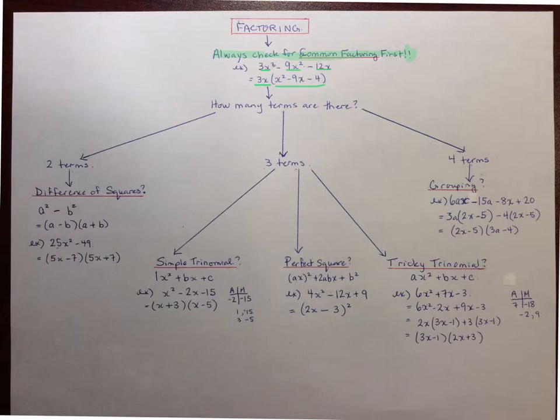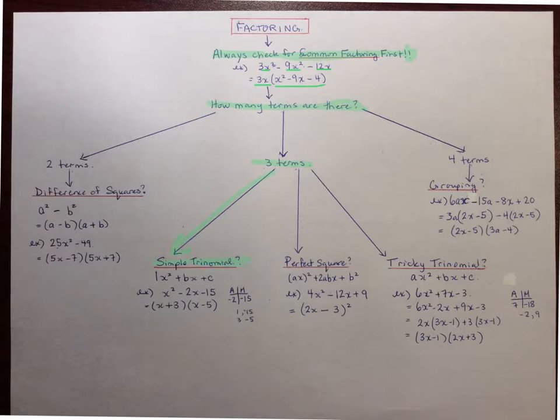Now that is a three-term polynomial. It is a trinomial. So my next question that I'm asking myself once I get that common factor out, if there is a common factor, is how many terms are there? So in what was remaining in the above example, I had 3 terms. And in fact, when I looked at my 3 terms, I have a 1x squared, a minus 9x, and a minus 4. So in terms of 3 terms, that would lead me down this path to a simple trinomial.